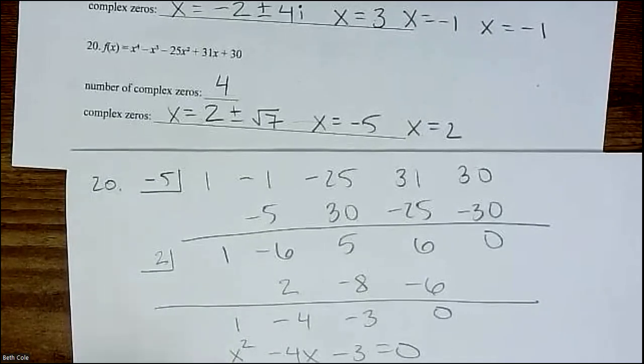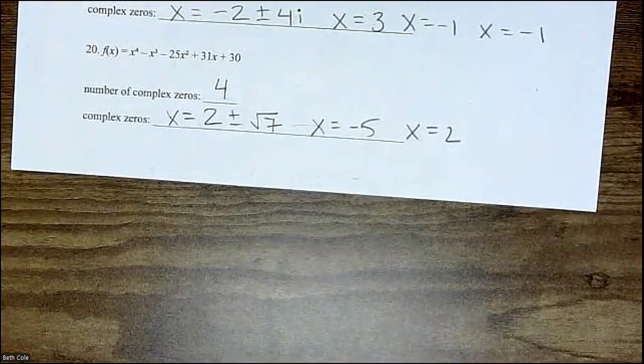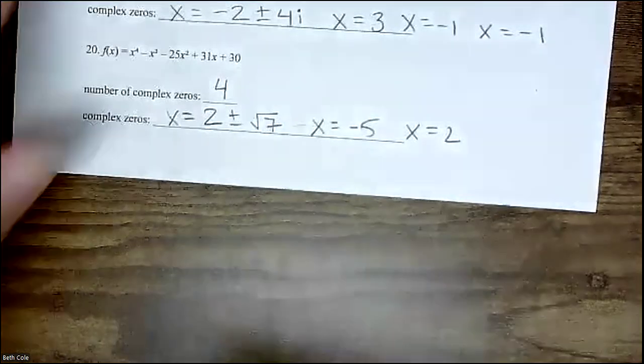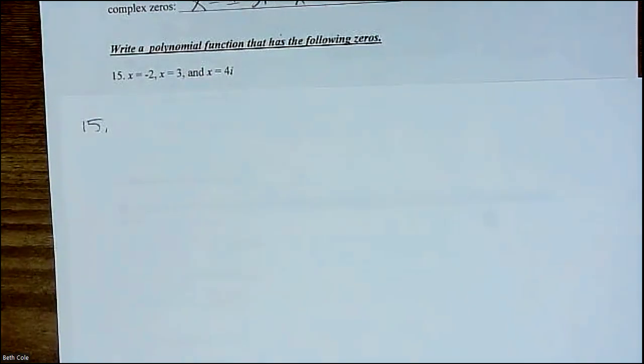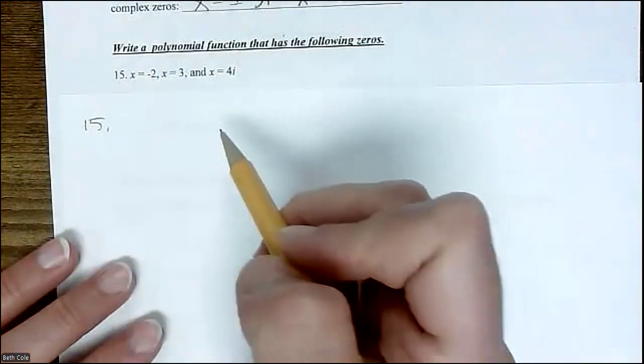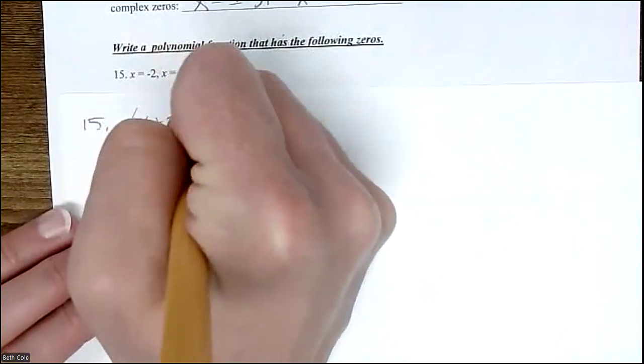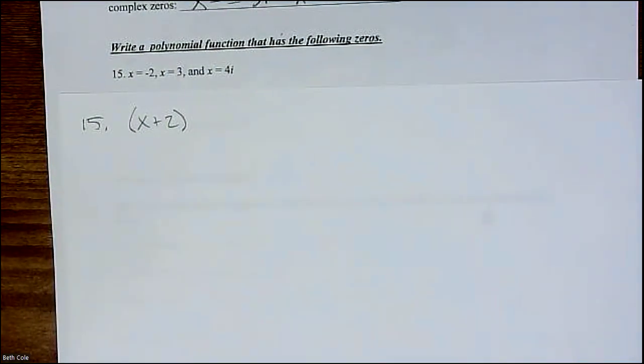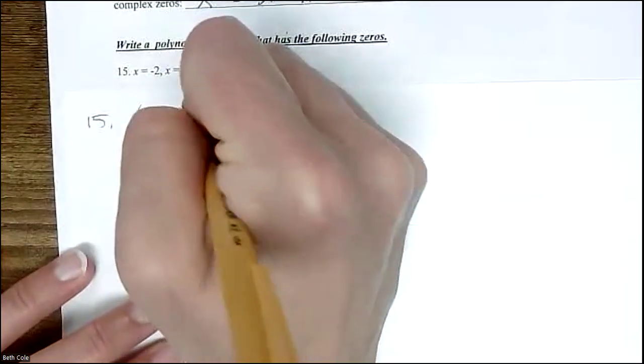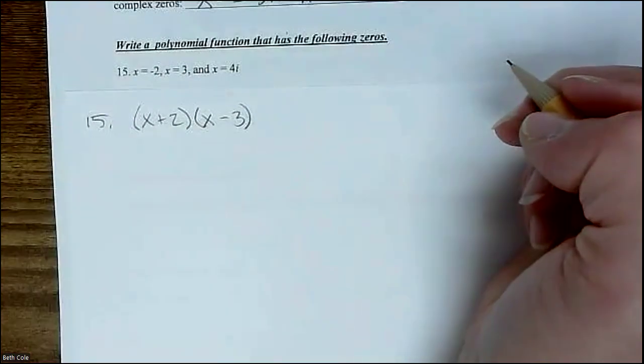All right, let's go back and get those ones that we skipped. I wrote a little bit too big some of them. So 15, 16, 17. These are the ones that are kind of tedious, but not real hard. You're going to write a function that has those zeros. So we're going to do this backwards. What would be your factor for the -2? X plus 2. Perfect. And then for 3, x minus 3.